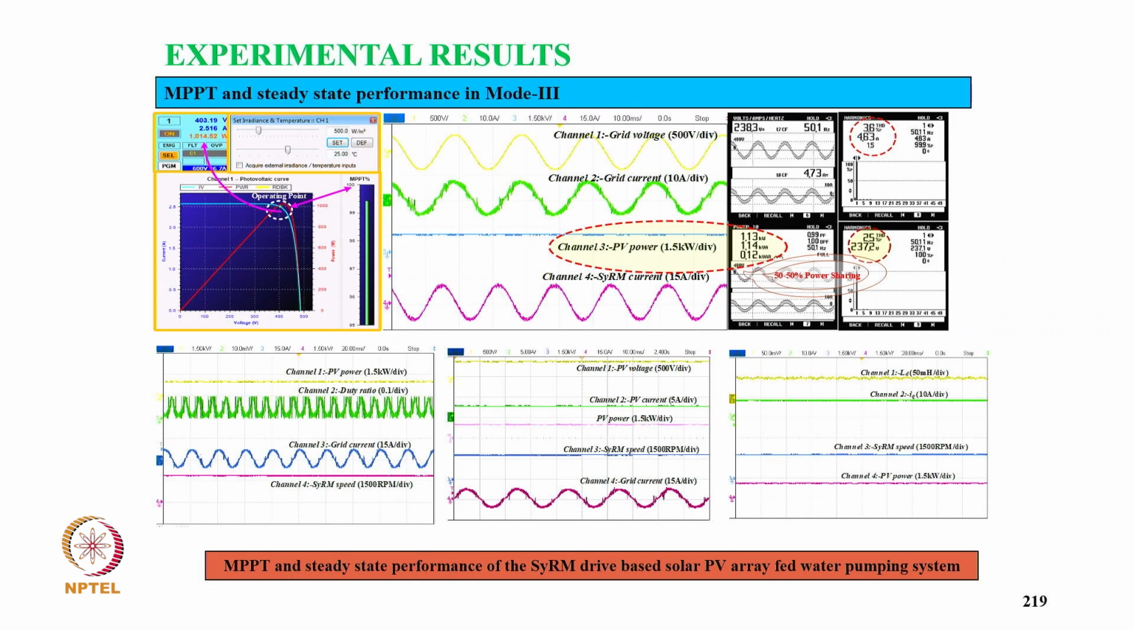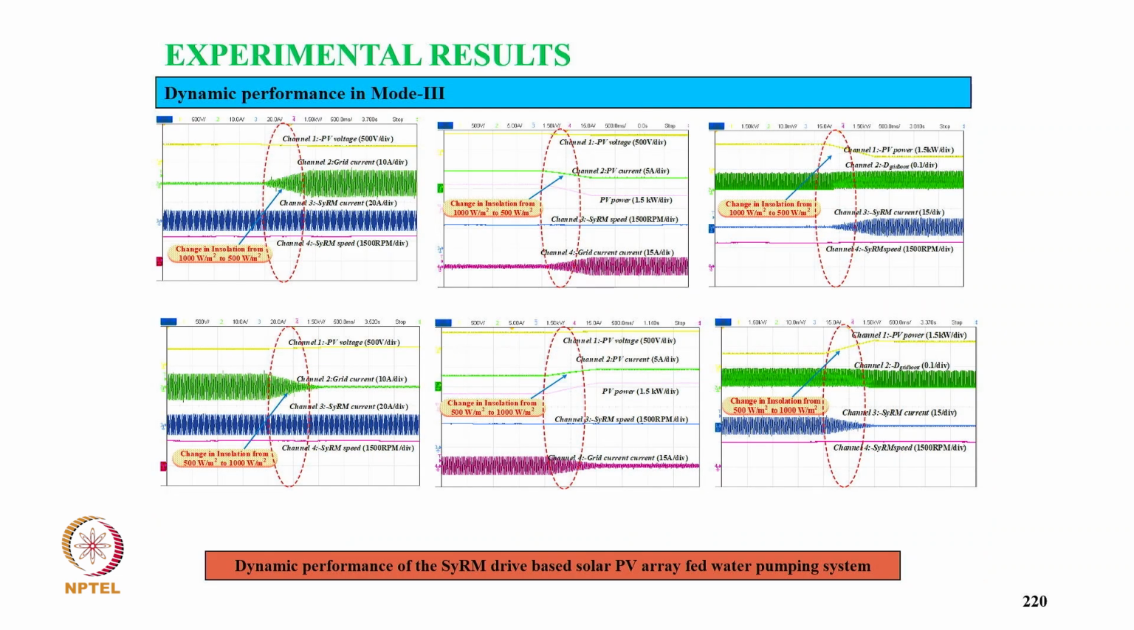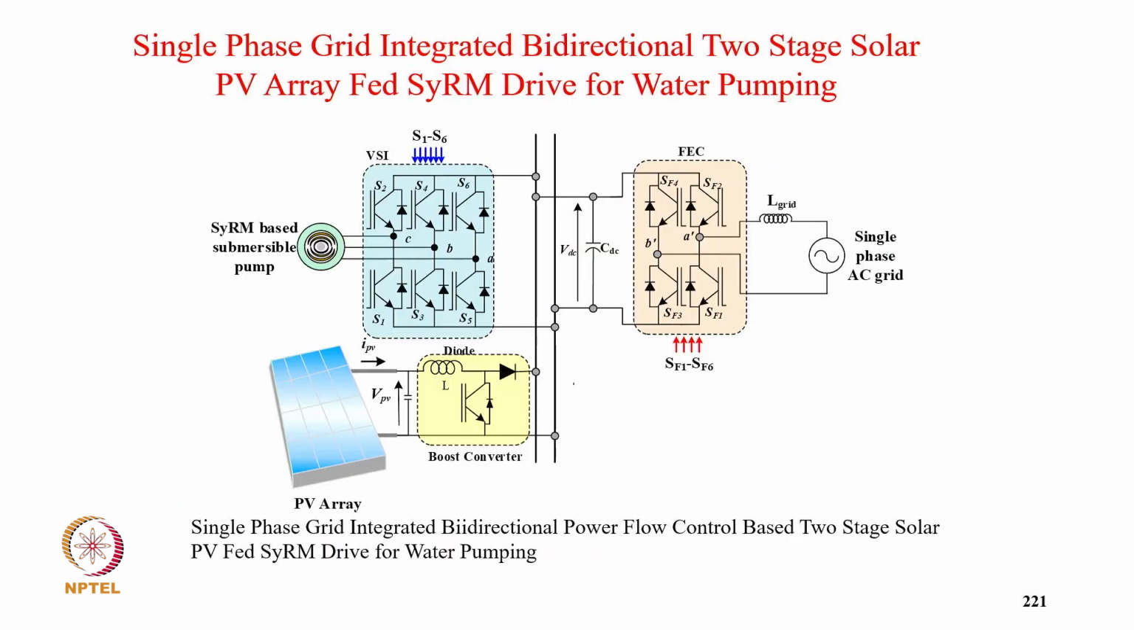Then mode 3, when both solar and grid are available, so here also we take less power from the grid, the power factor is unity, and THD of supply is 3.6% because of low power. And then typically, during starting, you can clearly see that if solar insolation reduces, the grid current comes more, and when solar insolation increases, grid current also reduces like that.